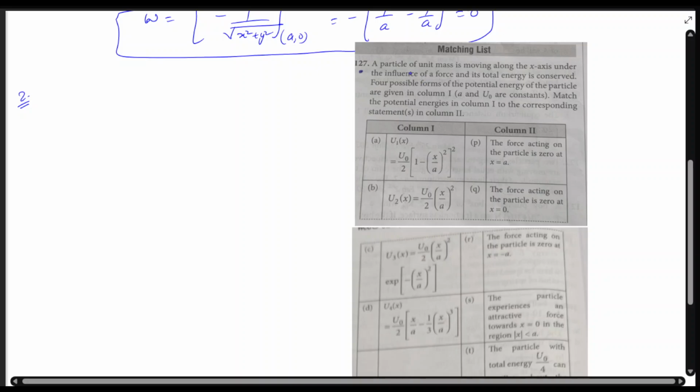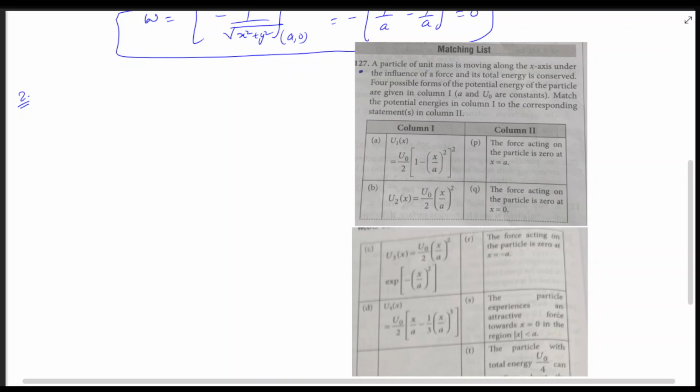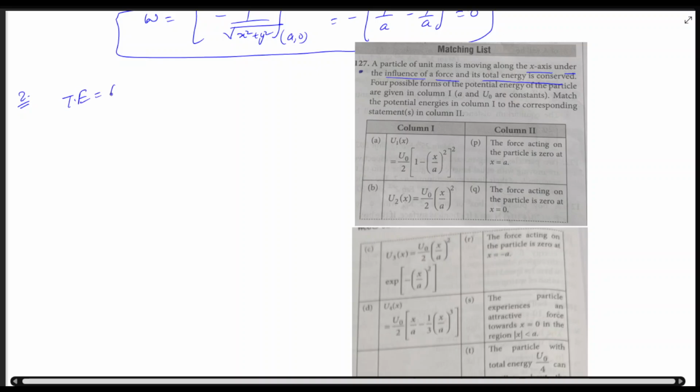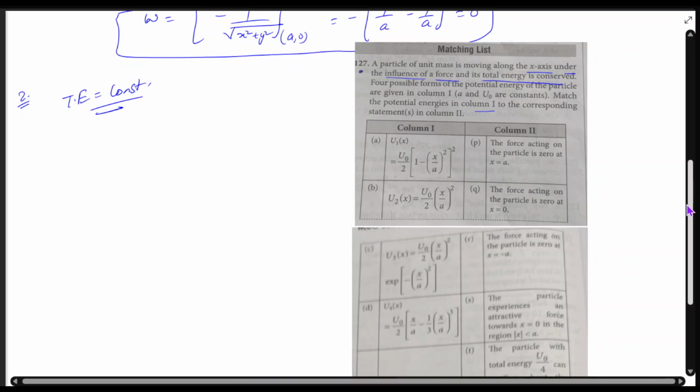Now let's study. We have a particle of unit mass moving along the x-axis under the influence of a force, and its total energy is conserved. So we have total energy constant. Four possible forms of potential energy are given in column 1. Okay, so we have U here. Match the potential energies in column 1 to the corresponding statements in column 2. Okay, so we have certain statements.